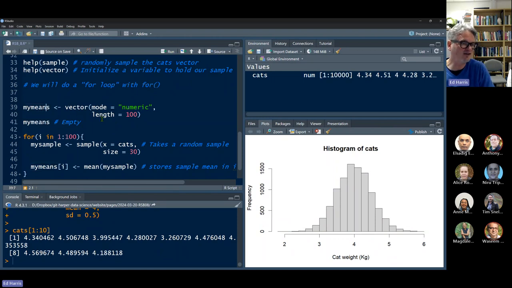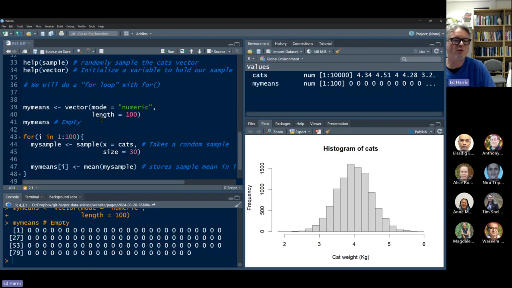And this is called initializing a variable. So I've made 100 spaces here. Now, by default, the vector function has filled our numeric vector with zeros. That's the default.